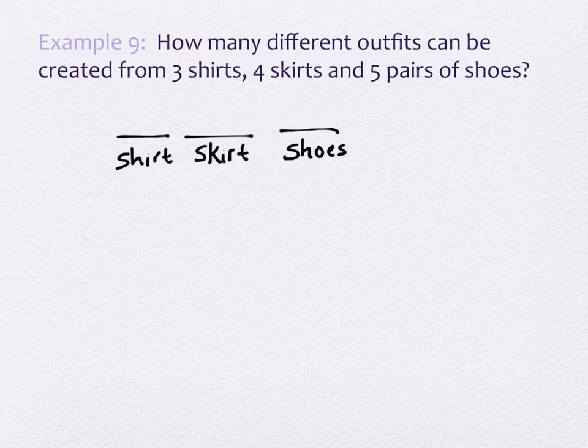3 events. There are 3 different choices for my shirts, 4 different choices for the skirts, 5 different choices for the shoes, and the fundamental principle of counting says that if I multiply these together, this is the number of different outfits that I can have. Nobody said they match.